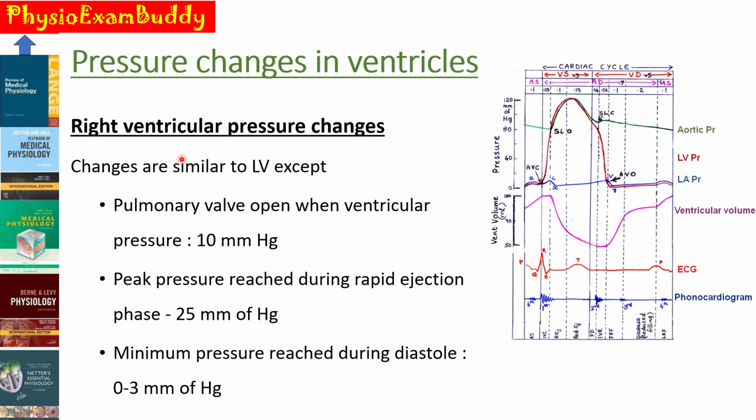Next is about the pressure changes in the right ventricle. All the changes in the right ventricle are similar to that of the left ventricle, except that the pulmonary valve here opens when the ventricular pressure exceeds 10 millimeters of mercury. And next, the peak pressure reached during the rapid ejection phase is only up to 25 millimeters of mercury. And the minimum pressure reached during the diastole will be 0 to 3 millimeters of mercury in case of the right ventricle, whereas the minimum pressure reached is 0 to 5 millimeters in case of the left ventricle.